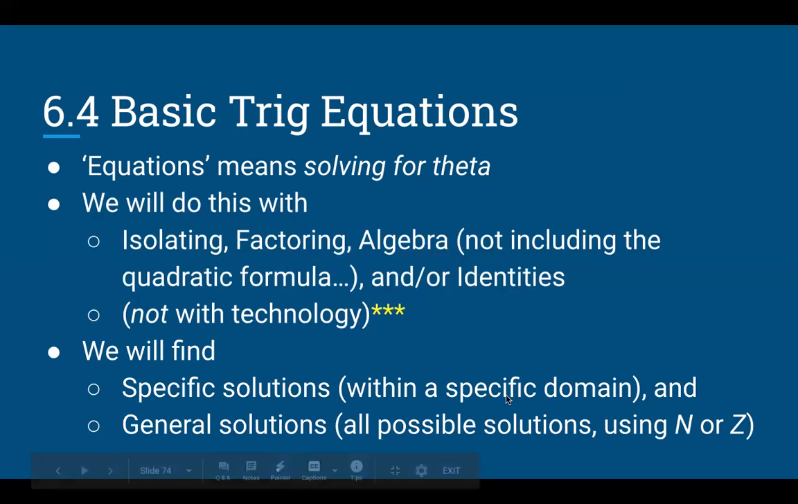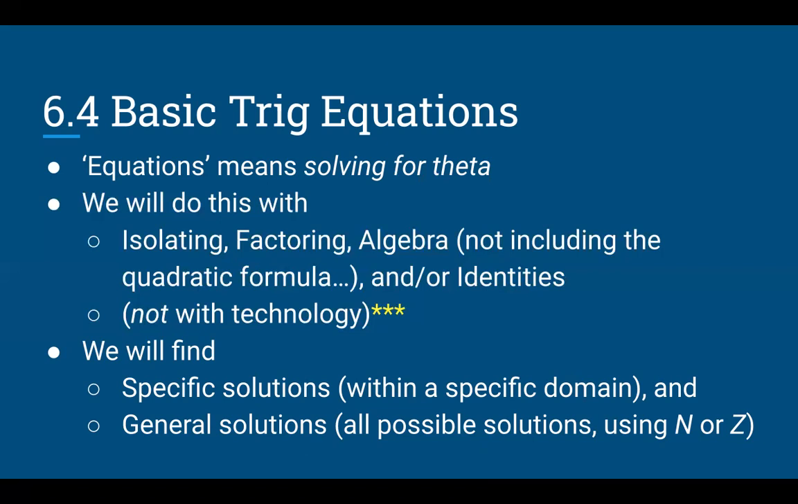So it's talking about specific solutions within a specified domain. Pay close attention to the domain. If it's 0 less than theta less than 2 pi, and not saying less than or equal, then 0 and 2 pi are not viable solutions. So pay attention to your parameters.